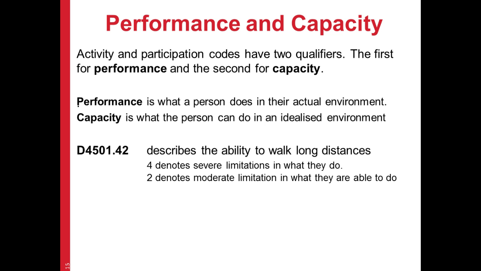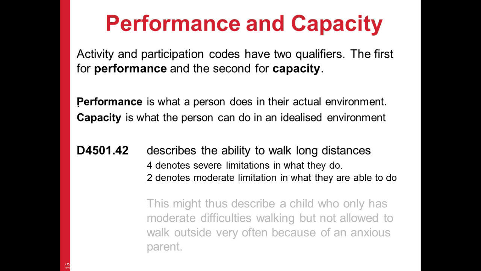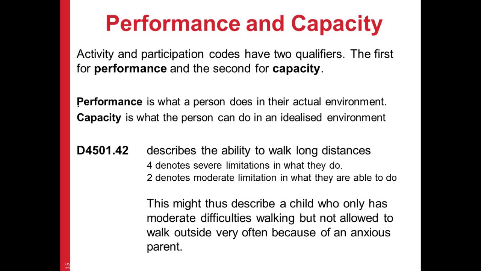A code D4501.42, for example, would describe the ability to walk long distances. The 4 would denote a severe limitation in what the patient actually does, whereas the 2 denotes only a moderate limitation in what they're able to do. This might thus describe a child who only has moderate difficulties walking, but isn't allowed out of the house very often because of an anxious parent.